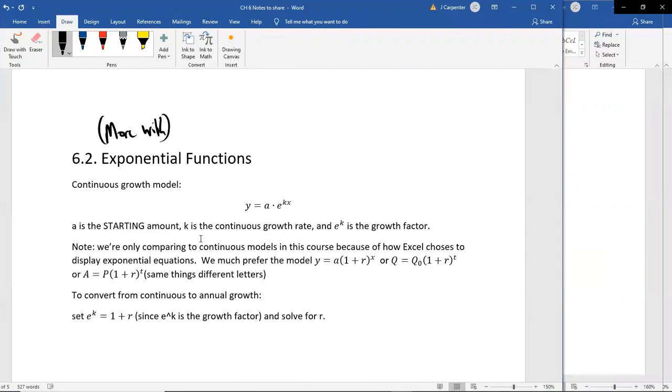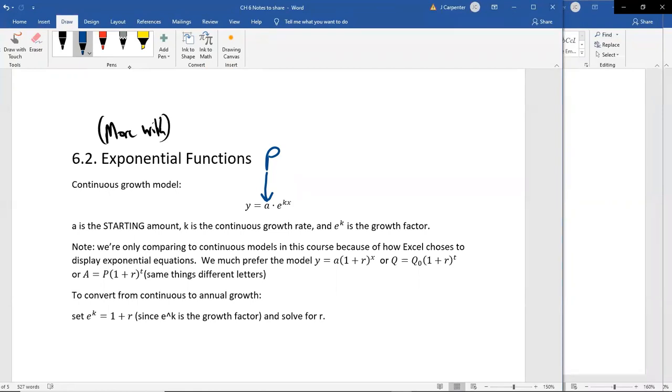We're going to introduce something I don't want to introduce, and that is the continuous growth model. Continuous growth model, this is another exponential equation, but it really doesn't look anything like the last ones. This A is the P that we would have called that before. So now we're just calling A the starting amount, and that's because that's the way the textbook does it. That's the way Excel does it, and Excel is the reason we're doing this at all.